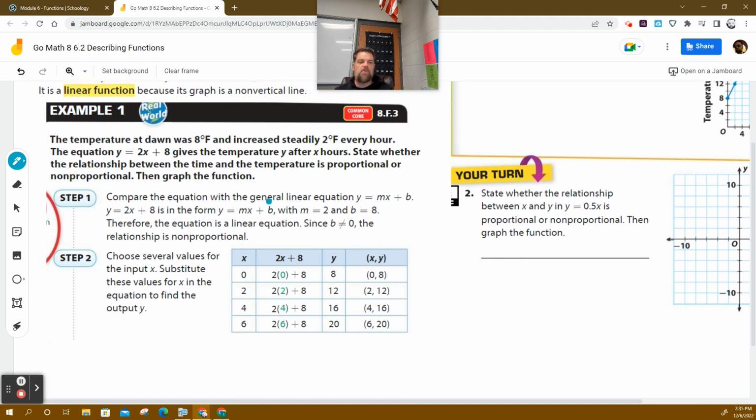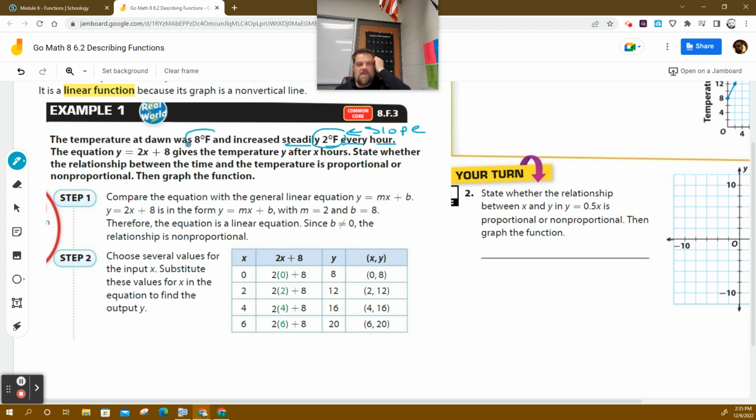So let's do example number 1. It says the temperature at dawn was 8 degrees Fahrenheit, and it increased steadily 2 degrees every hour. So when they say steadily 2 degrees every hour, what do you think that is? It's linear, but what does the 2 represent? Constant rate of change. And what's another word for constant rate of change? Slope. Good. You guys are doing great. So this is the slope.